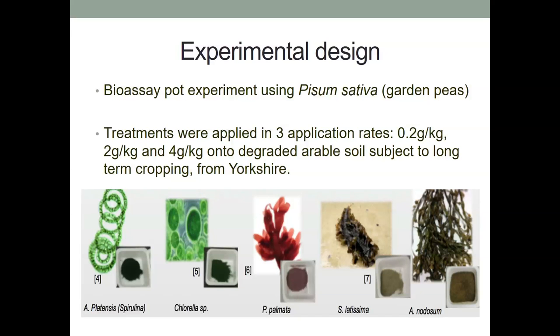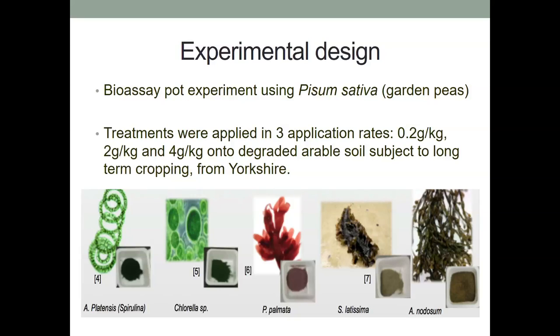So for the experimental design, I conducted a greenhouse experiment first using peas, where I added five different species of algae. The first two are microalgae, Arthrospira platensis, or spirulina, which some of you might know as a superfood, and chlorella. And three seaweeds: Palmaria palmata, representing the rhodophyta group, a red algae, and two brown algae, Saccharina latissima and Ascophyllum nodosum. And these were applied in three application rates, which were derived from the literature.